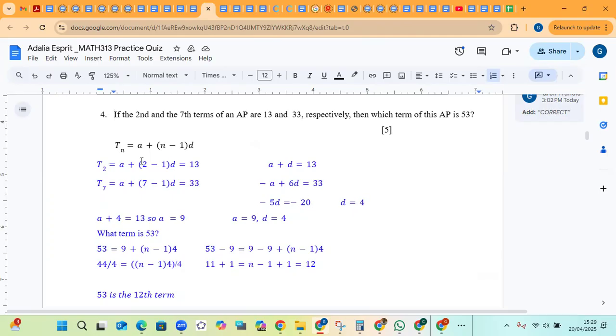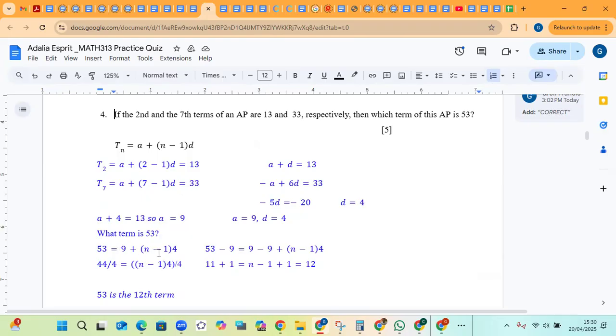And now we can substitute that 4 into any one of the equations to solve for a. The first equation was used. A plus 4 is equal to 13. So a is equal to 13 minus 4, which is 9. So now we have a and now we have d. We can substitute 53 now into the nth term formula. 53 will be the subject, and we are going to solve for n.